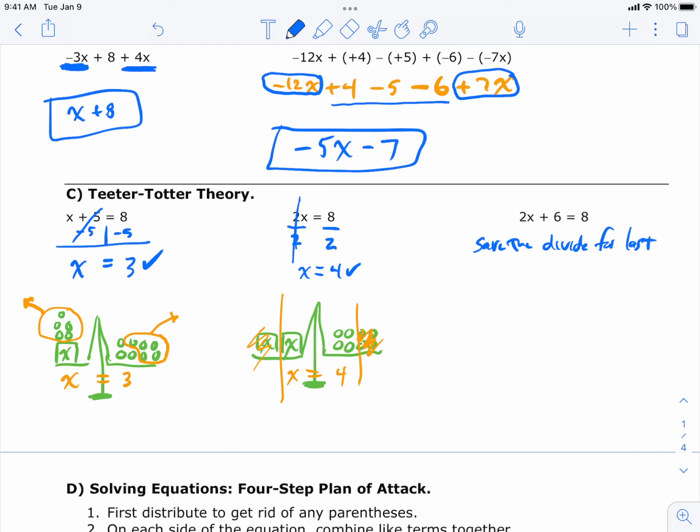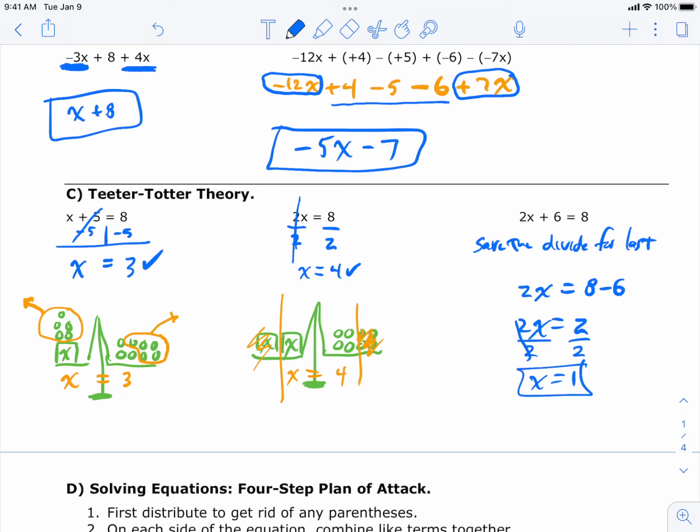In other words, first I'm going to subtract 6 on both sides. So 2x equals 8 minus 6. I basically subtracted 6 here and I subtracted 6 here. So that means that 2x equals 8 minus 6, which is 2. Now is the part where I will cancel the 2 on both sides. Divide both sides by 2. 2 over 2 is 1. So apparently the solution is just x equals 1.